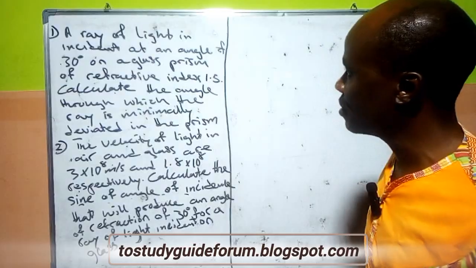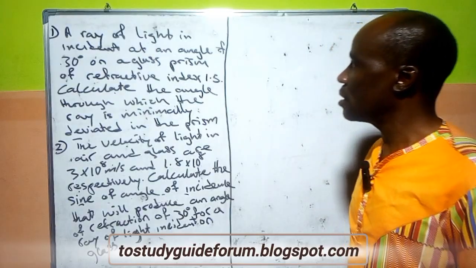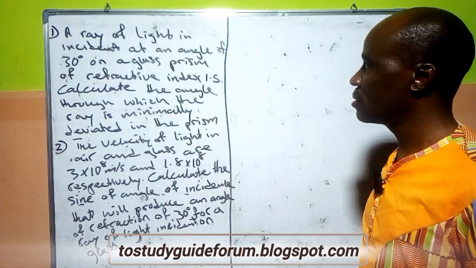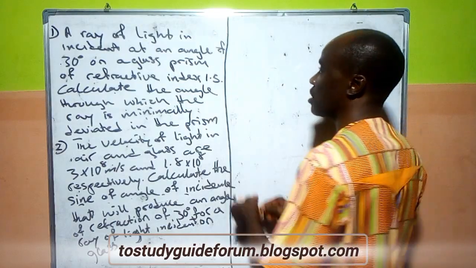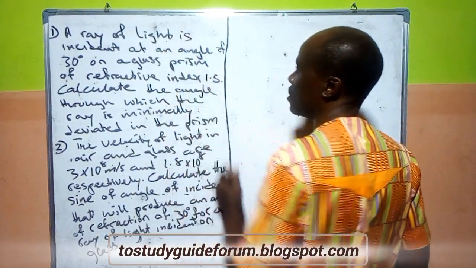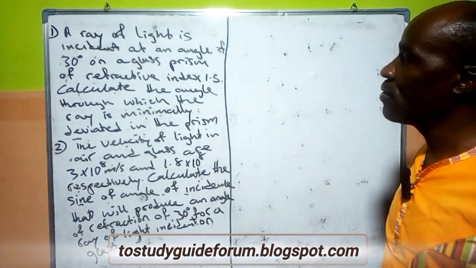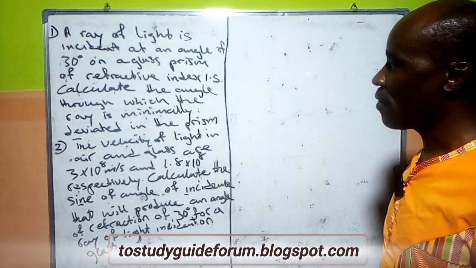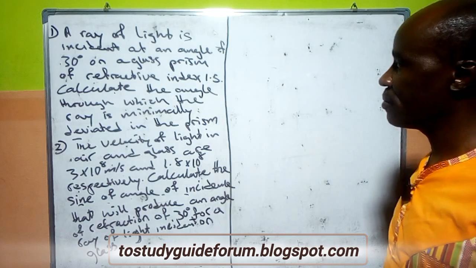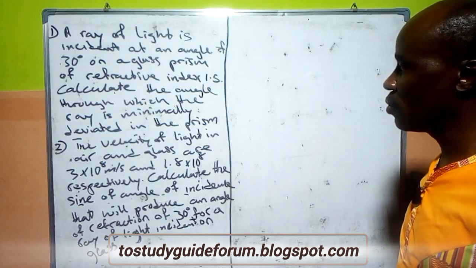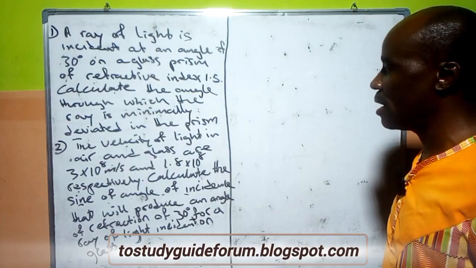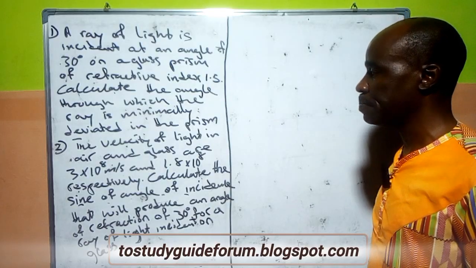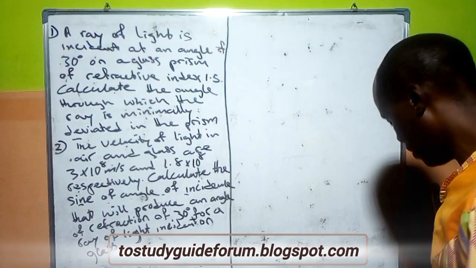It said that a ray of light at its incidence is incident at an angle of 30 degrees on a glass prism of refractive index 1.5. Calculate the angle through which the ray is minimally deviated in the prism. That's the first one. Let's start with this first one first.